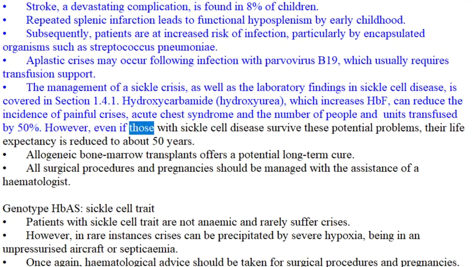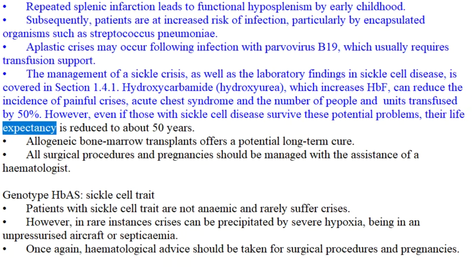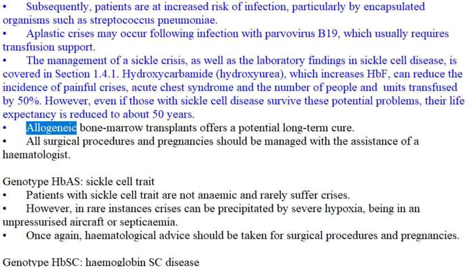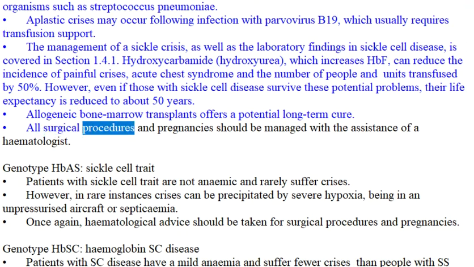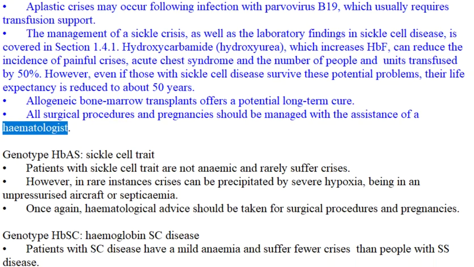However, even if those with sickle cell disease survive these potential problems, their life expectancy is reduced to about 50 years. Allogeneic bone marrow transplant offers a potential long-term cure. All surgical procedures and pregnancies should be managed with the assistance of a hematologist.